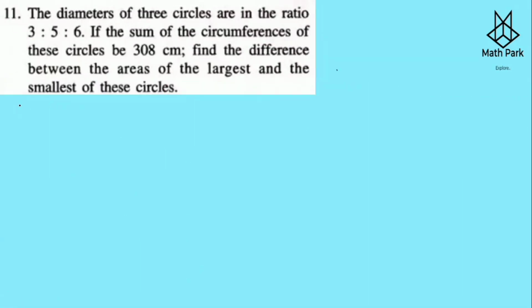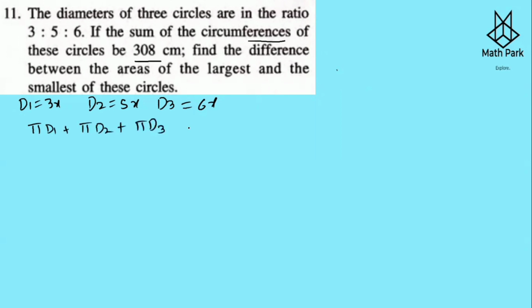Got it? So let us have d1 is equal to 3x, d2 is equal to 5x, and d3 is equal to 6x. These are the diameters, and the sum of the circumferences of the circles is given as 308. So the sum of the circumferences, that is pi d1 plus pi d2 plus pi d3, is 308. So let us take pi common, add the diameters. We have 3x plus 5x plus 6x.